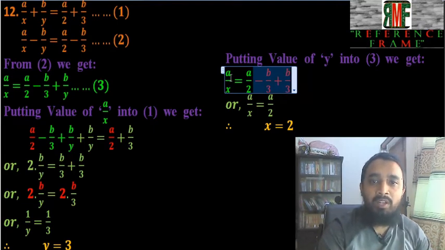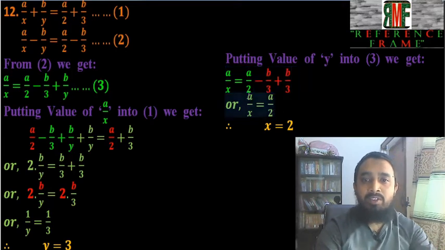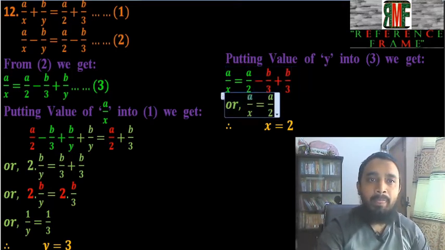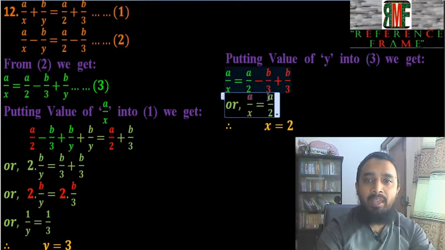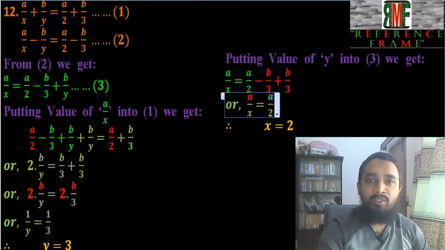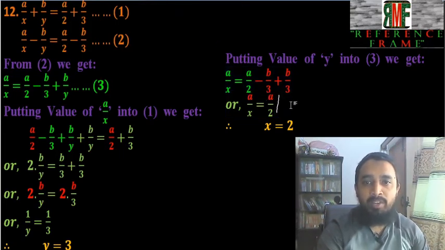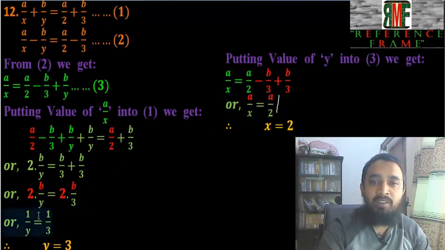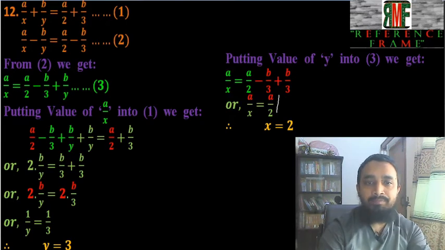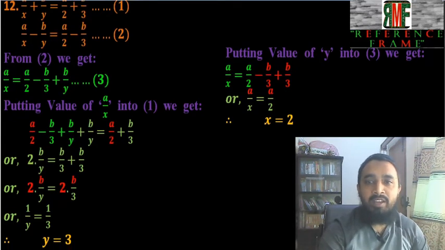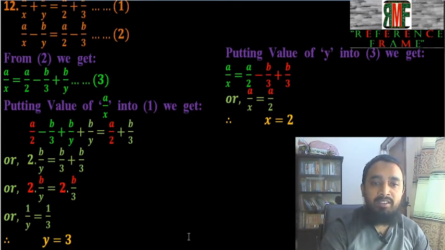So what are you going to have actually? A by x equals a by 2 on the next line. So again we can cancel a from both sides according to the cancellation law of multiplication. So we have a situation like the previous one, 1 by x equals 1 by 2. Therefore by doing cross multiplication again, we have x equals 2. So from here you can see that the value of x is 2 and the value of y is 3.